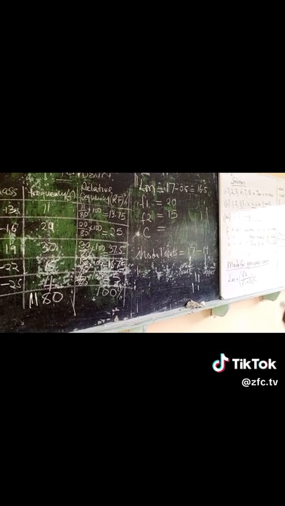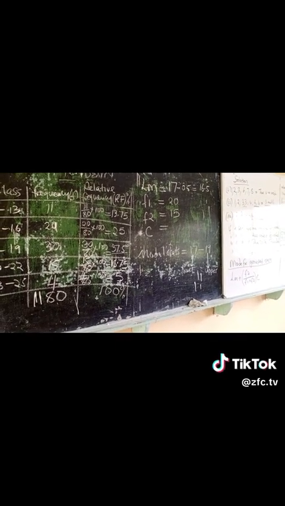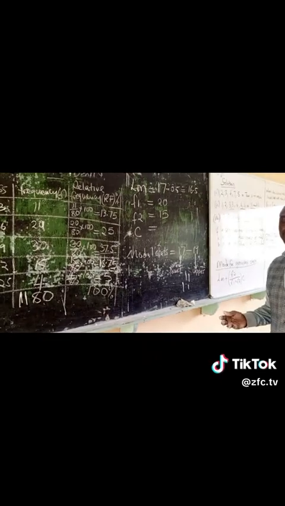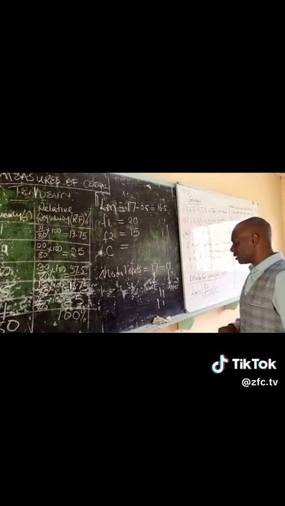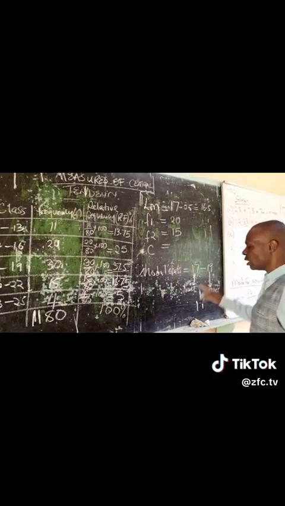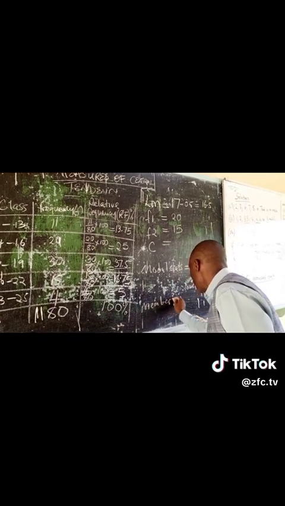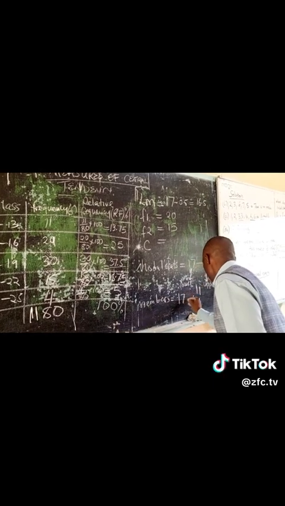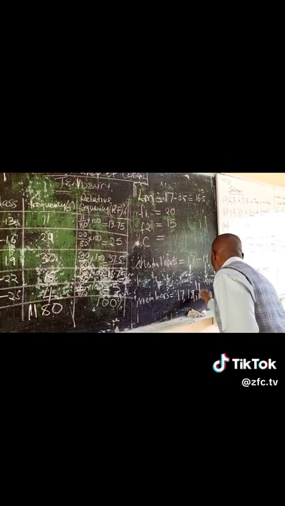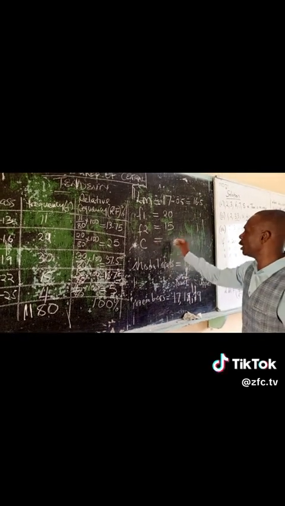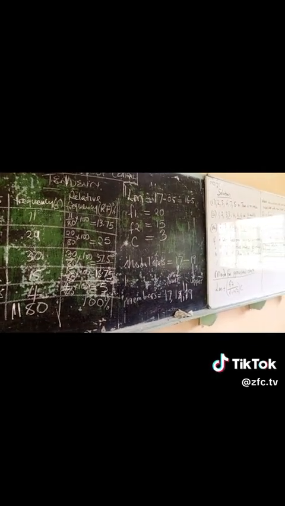Then we come to C. They are saying that C is the class interval for the model class. The model class is 17 to 19. How many members are there? The class interval is just telling you how many members are in that class. The members are 17 itself, 18 and 19. If you count them, there are 1, 2, 3. So C is 3.